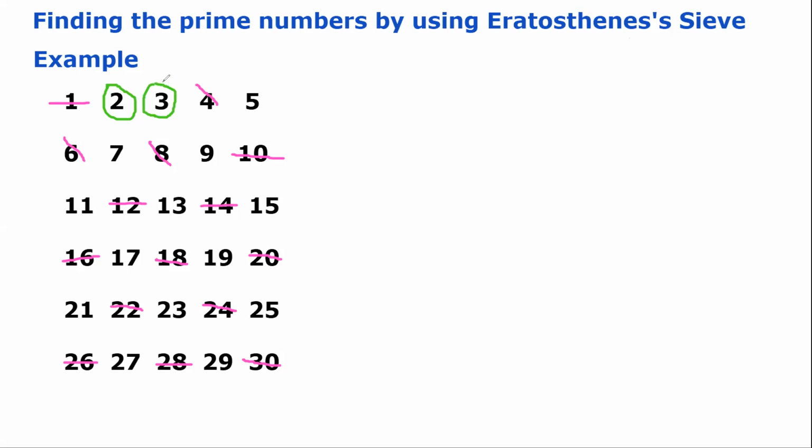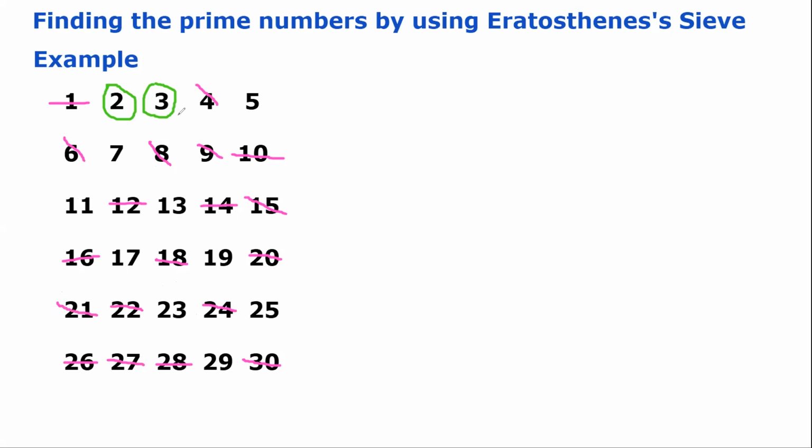After circling 3, you cancel all the multiples of 3. 6 is a multiple of 3, but we have cancelled it, so there is no need to cancel again. 7 is not a multiple of 3. 9, you cancel. 15, you cancel. 19 is not. 21 is a multiple of 3, you cancel. 27 is also a multiple of 3. 29 is not a multiple of 3. Then we have finished cancelling all the multiples of 3.